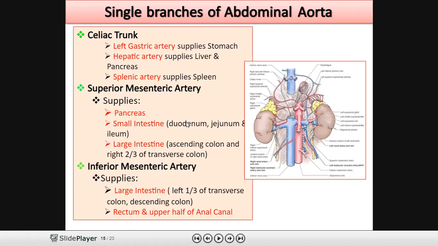Yeah, good. Then we'll have the duodenal artery, and each of them have their different supply. So here you would find the inferior mesenteric artery. This one here is the inferior mesenteric artery. This one here is the superior mesenteric artery. Superior mesenteric artery, inferior mesenteric artery.